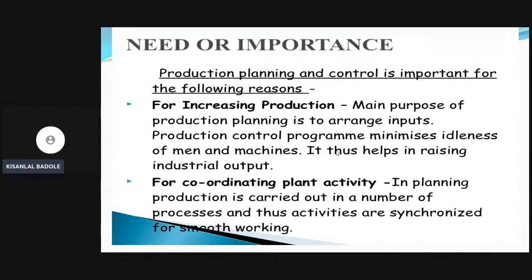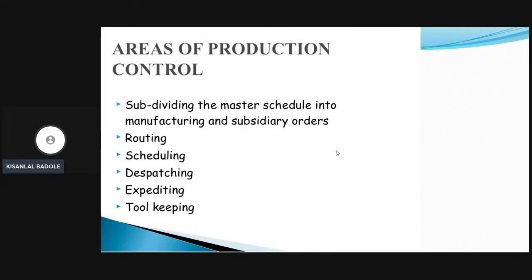For coordinating plant activities in the planning, productivity can be carried out through a number of processes, and these activities are synchronized for smooth working. This is nothing but production control, which uses routing, scheduling, and dispatching. These are the basic tools we require from the production planning control point of view, friends.